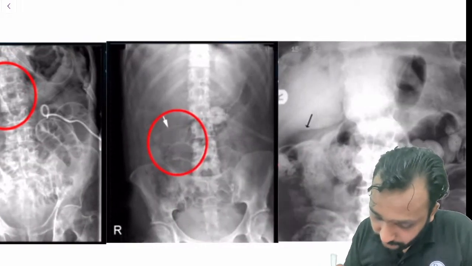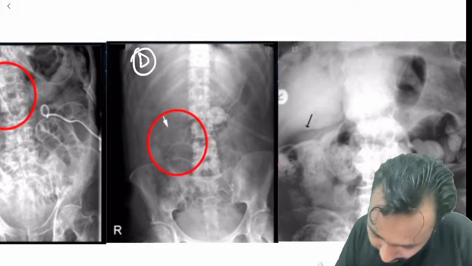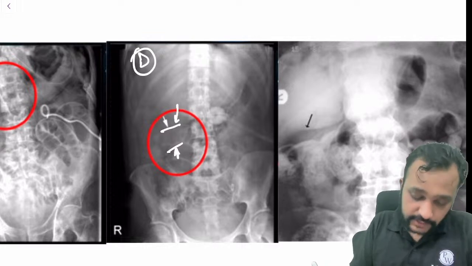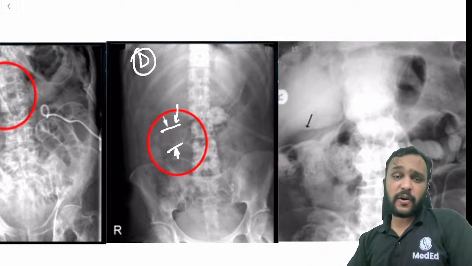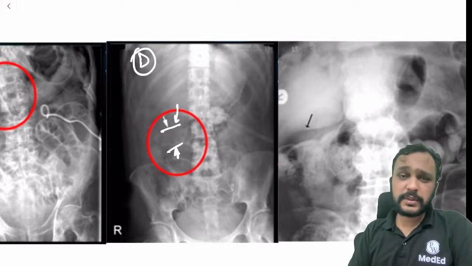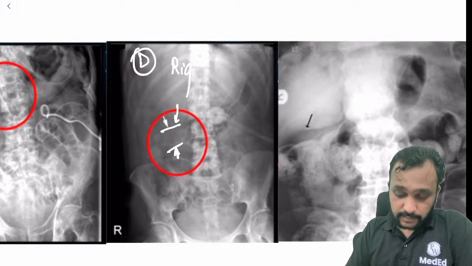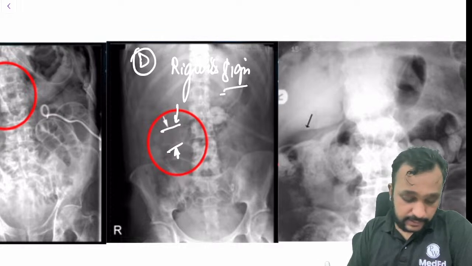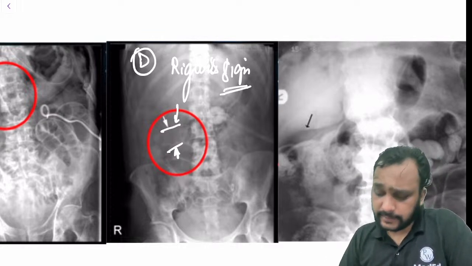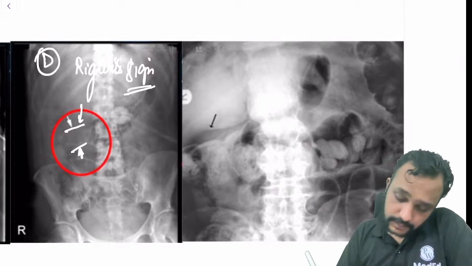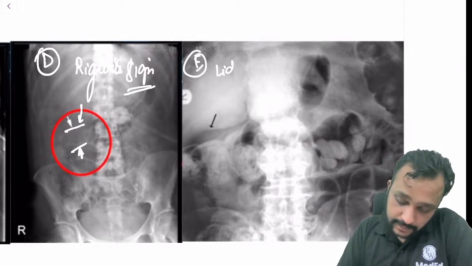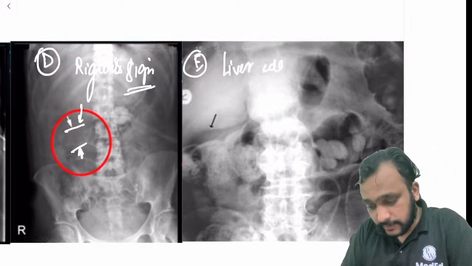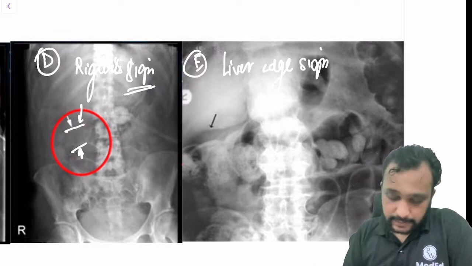And in the fourth image, image D, very important image, you can see that both the walls of the bowel loop are visible. When both the walls of the bowel loop are visible, this is known as Rigler's sign. So in the comment section, guys, tell me what is Rigler's triad. And the last sign is the liver edge sign. Even the margins of the liver become very visible, and this is known as liver edge sign, right?